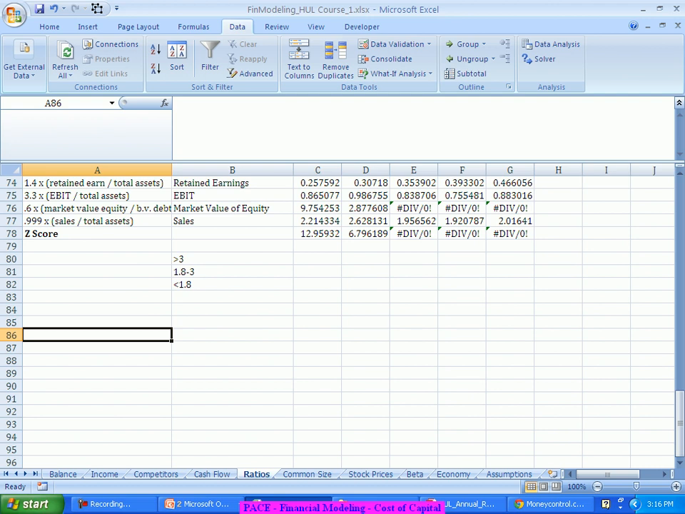Weightage of equity. No, that is already taken. When I say weightage of equity, I'm including both share capital as well as retained earnings, both of them. You are talking of share capital separately and retained earnings separately.